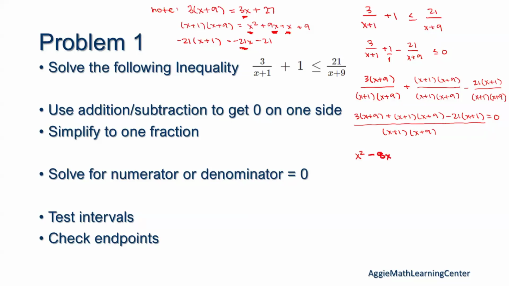Does anyone agree with me? Okay, sweet. Then we have to add up all of our just like constants. We got 21 plus 9 minus 21. So 27 minus 21 is 6. Plus 9 is 15.